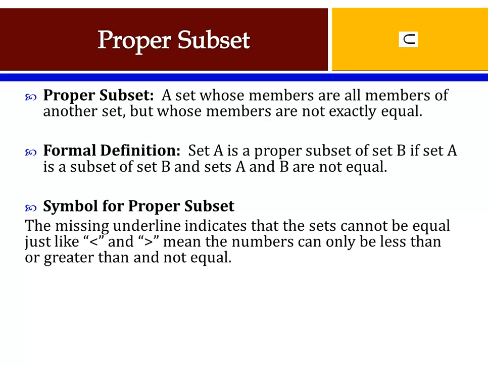The symbol for a proper subset, well, just like the missing underline indicates that sets cannot be equal, just like less than and greater than mean the numbers can only be less than or greater than and not equal, the same thing is true for the symbol for proper subset. It's just the shape that looks like a U on its side, but there's no underline. And this is read, A is a proper subset of B. If we see this, we know that A and B are not exactly the same.